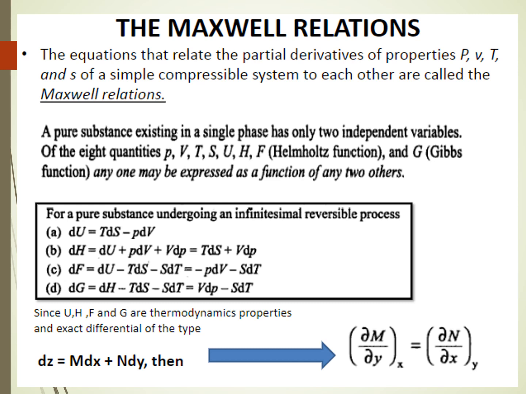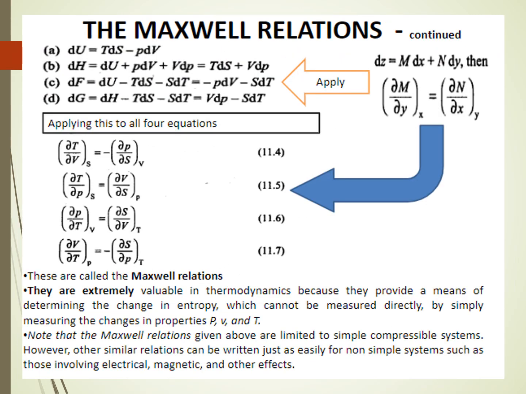For an exact differential of the type dz is equal to Mdx plus Ndy, we have ∂M/∂y at constant x equal to ∂N/∂x at constant y, which I have already explained in the second slide. That is from the canonical variables, z is a function of x comma y. So from this we will see the Maxwell relation. So here is the Maxwell relation.